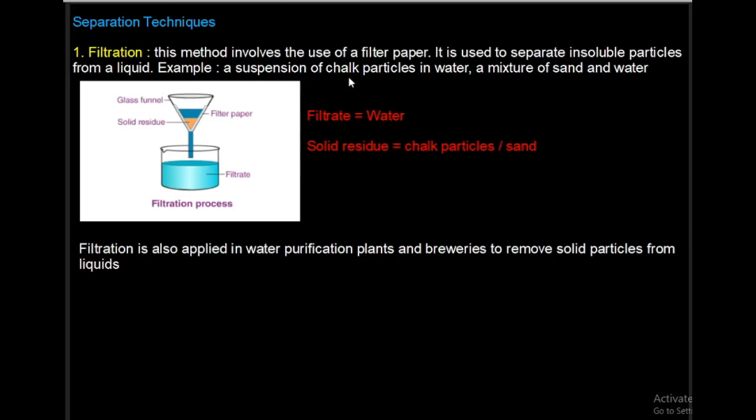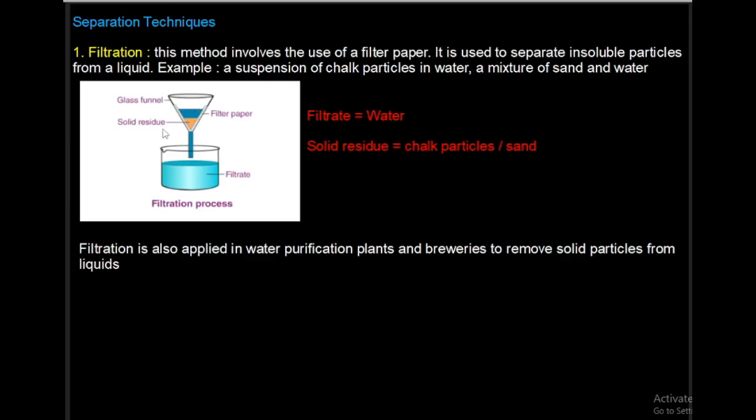Example, we have a suspension of chalk particles in water and a mixture of sand and water. So whenever we have a mixture of insoluble particles in a liquid, we make use of the method of what? Filtration. And this is a diagram showing the filtration separation technique. We have the glass funnel, we have our filter paper. We insert the filter paper into the glass funnel and then we pour in our mixture. As you pour in your mixture, you discover that some constituents will be trapped in the filter paper, whereas some of them will move through.